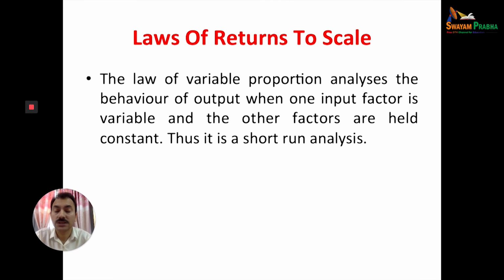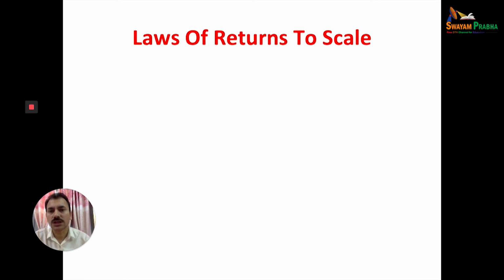Now let's discuss the next important law, that is the law of returns to scale. Two laws we were discussing. One is the law of variable proportion and the second is the law of returns to scale. In the law of returns to scale, the whole scale can be changed, and this is applicable in the long run, where all factors of production are variable. There's nothing fixed or constant.